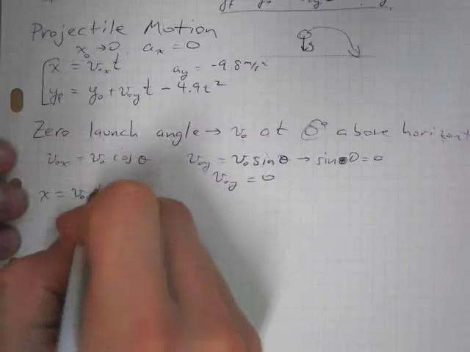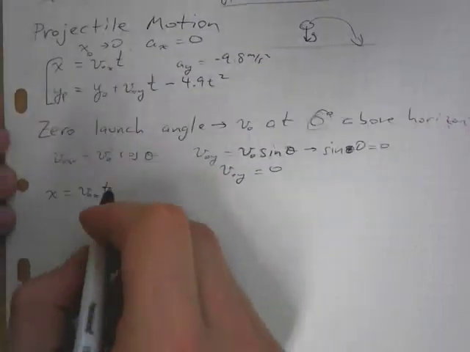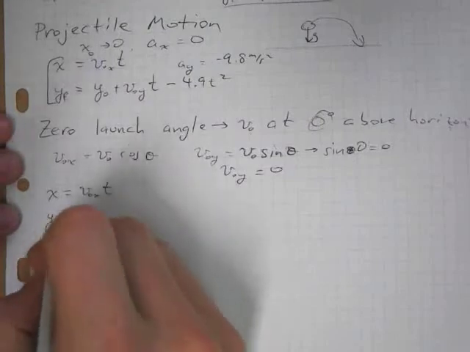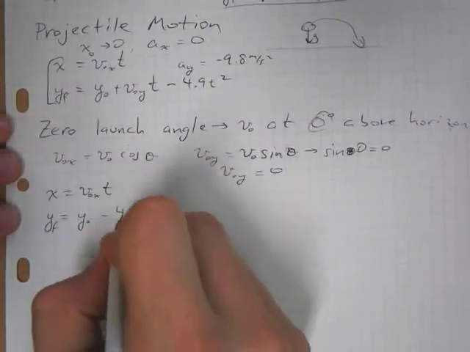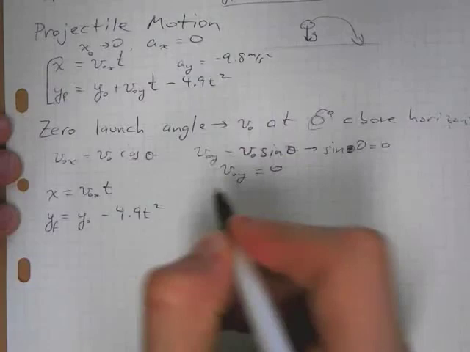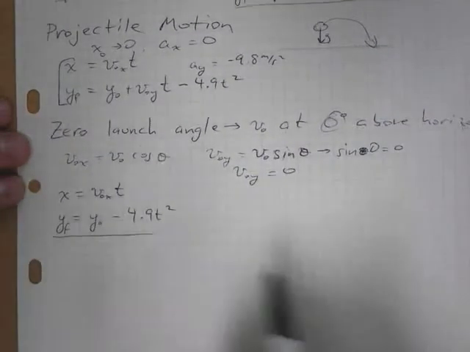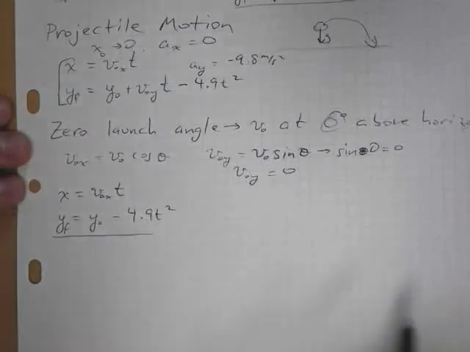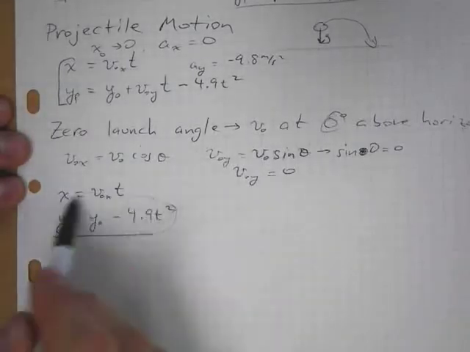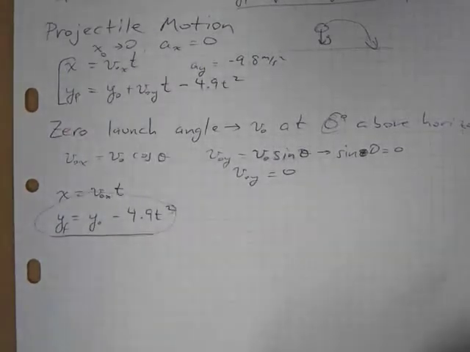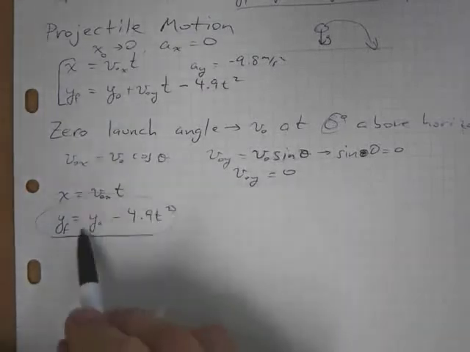That's our x equation, and our y equation just becomes this. Now, this should look pretty familiar. This is just free fall, which is kind of a strange thing. Some people have trouble wrapping their minds around this. The y equation is just as though the object is in free fall.